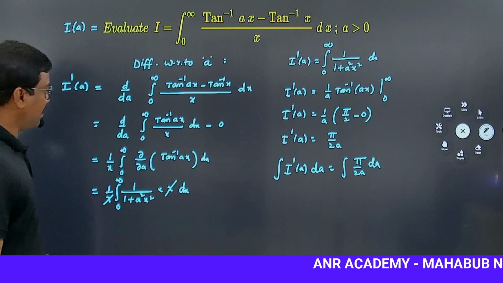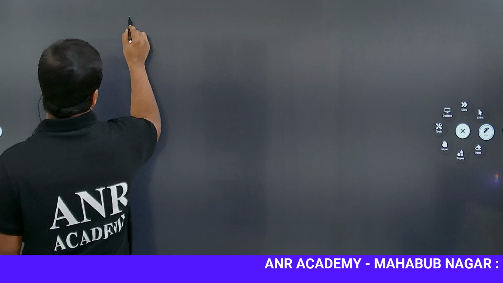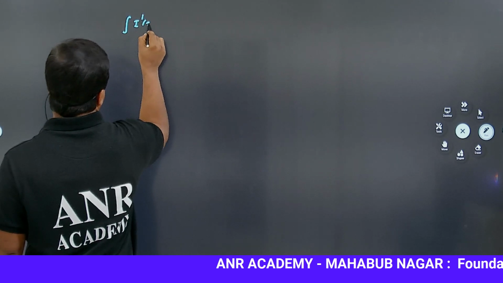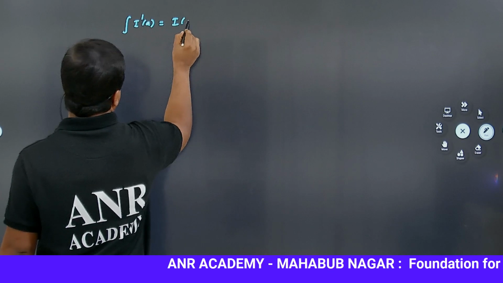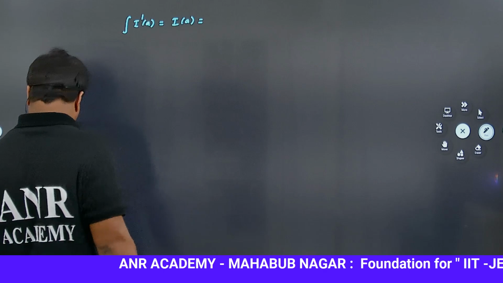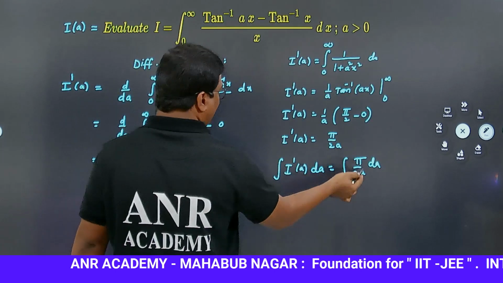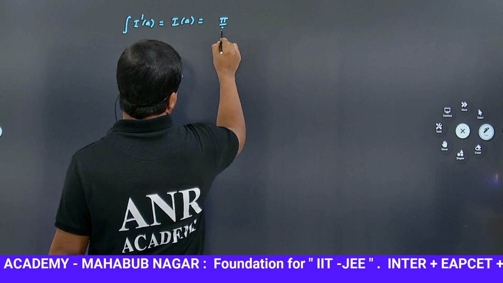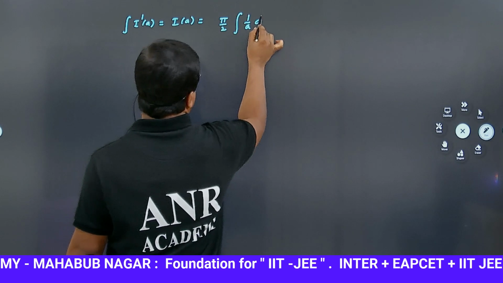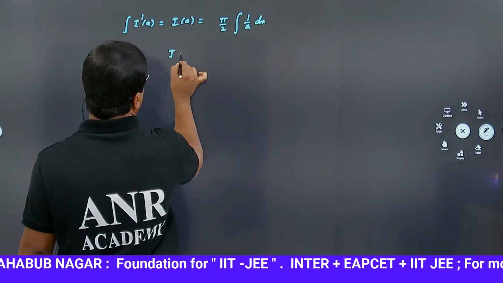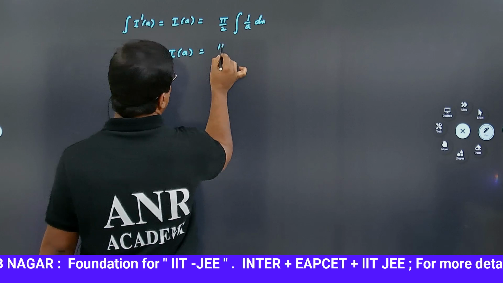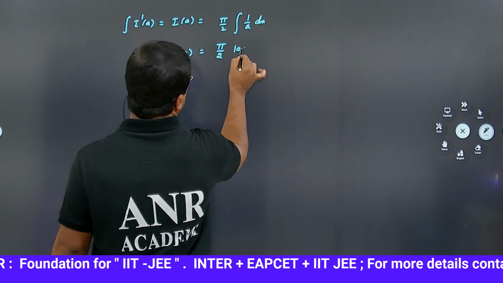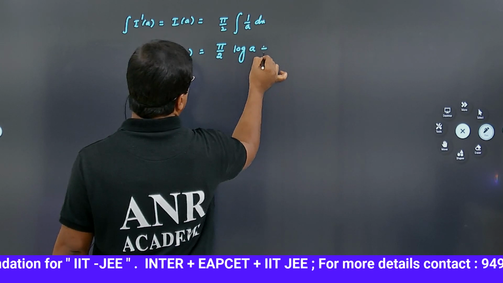In the next step, integral of I dash of a is nothing but I of a. Here pi by 2 is a constant, so it is outside. You will get integral 1 by a dA. Therefore, I of a becomes pi by 2 into log a plus a constant.